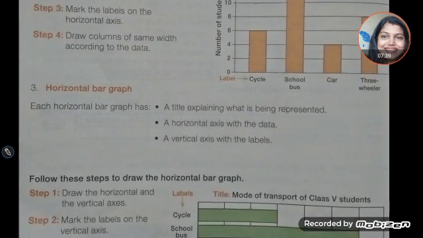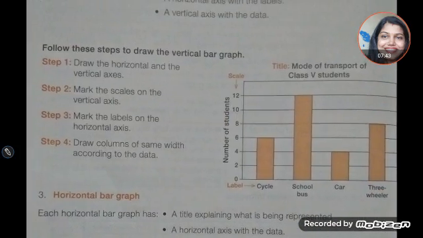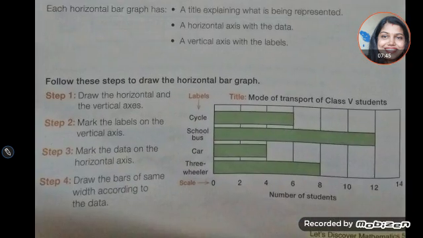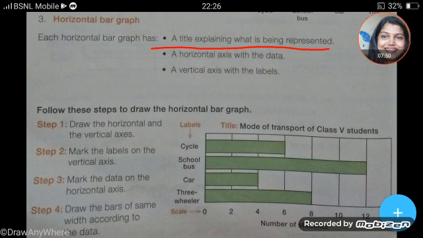So quite easy, children. In the horizontal bar graph also it is the same thing, only instead of drawing the vertical bars, you're going to draw the horizontal bars. So here if you can just see, same thing, the title of what is represented is given here, and a horizontal axis with the data. So here the horizontal axis is with data, which is the reverse of the vertical bar graph, and here the vertical axis is with the label. So same thing, only you're going to reverse your horizontal and vertical axis in terms of y and x axis.